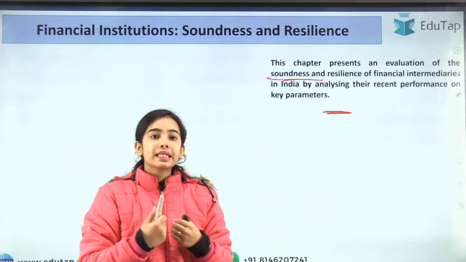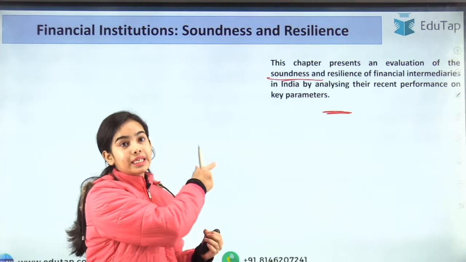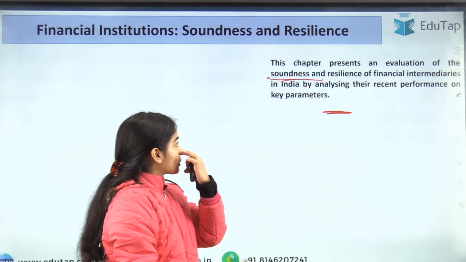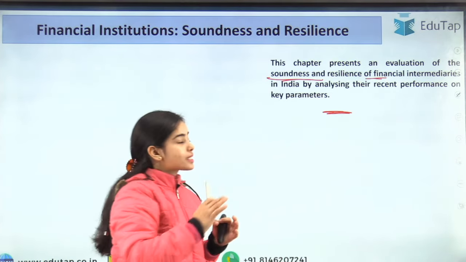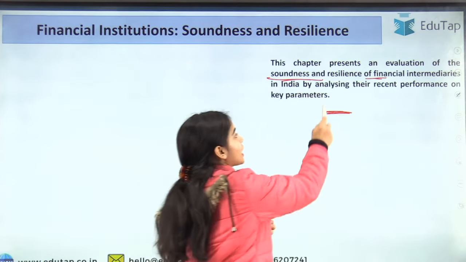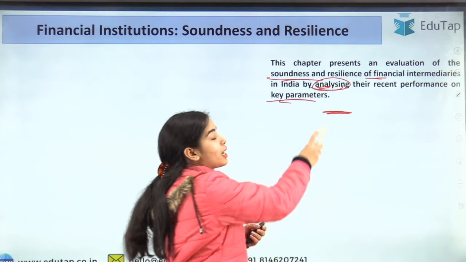On what basis are we saying that the asset quality is good? What data is there? Today we will see the data through this chapter. Financial intermediaries are quite sound and resilient in India. We are going to analyze their recent performance on the key parameters.